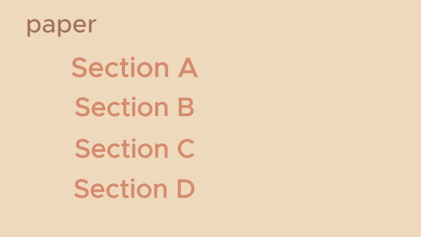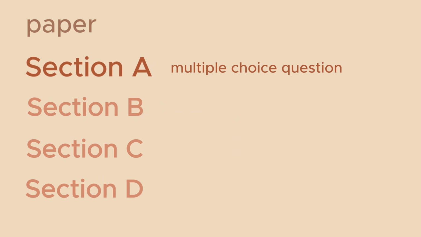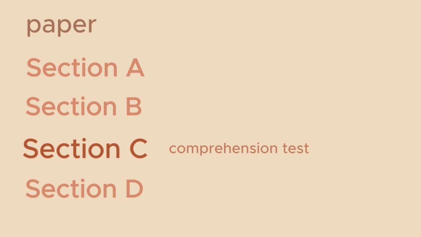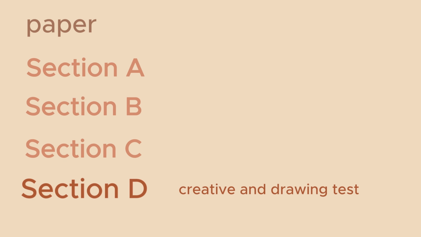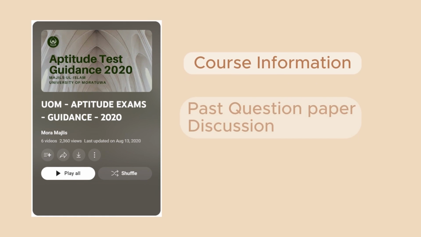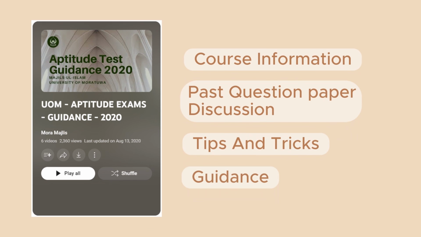The question paper usually consists of 4 sections. Section A, a set of multiple choice questions. Section B, consisting of some questions related to simple pattern making. Section C, to examine the student's comprehensive skills, where you will have to read a passage and answer the given questions, whereas Section D will explore your creative and artistic abilities by simple drawing and coloring exercises. For more information on the structure of the paper, you can refer to the previous recordings uploaded by the Majlis Islam YouTube page.